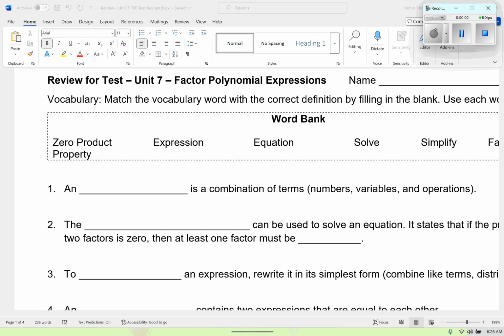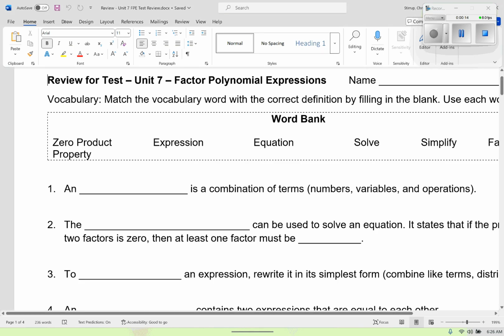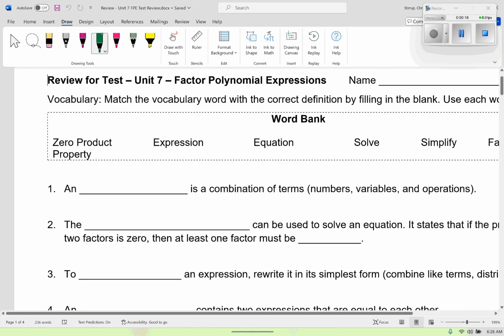Hi guys, this review is going to be done in two different parts, so we'll do about half of it in one video and half of it in the other video. We have 2 days' worth of review and our test will be on Friday. So there's some words that you want to know about.